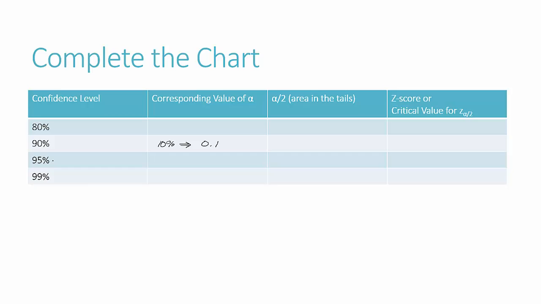So if I'm 95% confident, that means there's 5% of me that's not confident. And so my alpha level, the error rate, the type 1 error, is 5%. And again, we'll write that as a decimal, 0.05. And finally, if I'm 99% confident, that means there's 1% of me that's not confident, and so I would have an alpha level of 0.01.